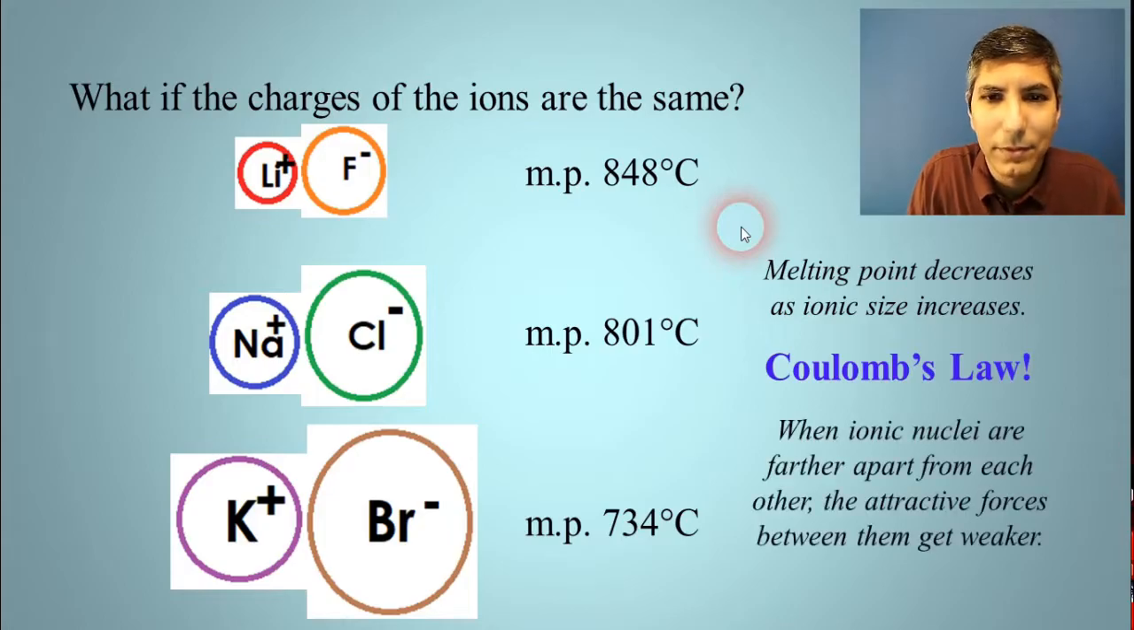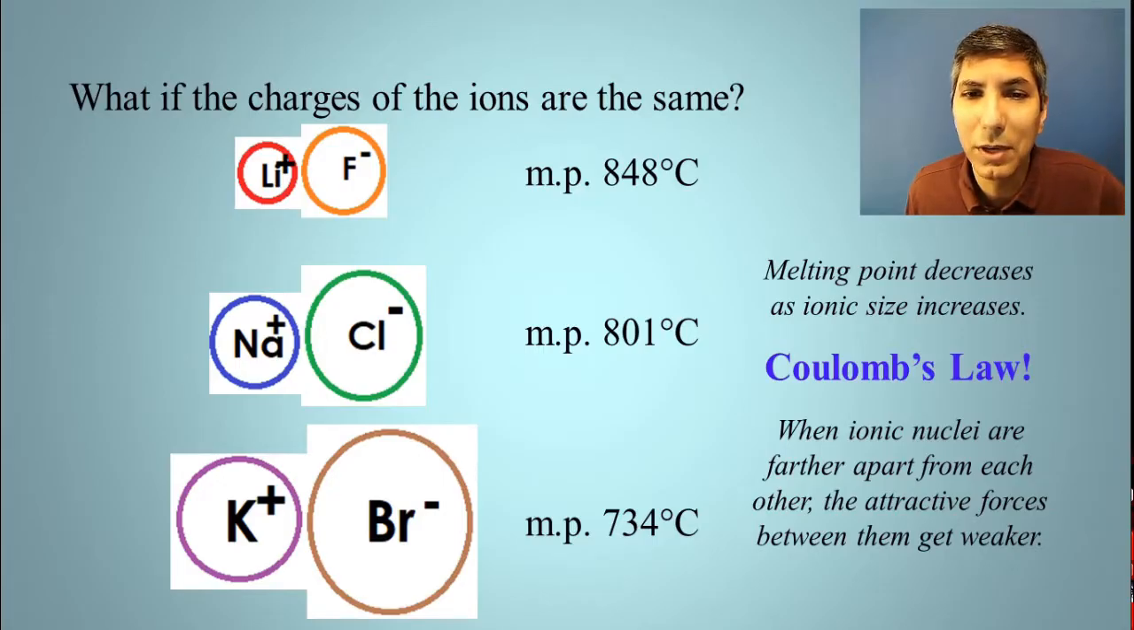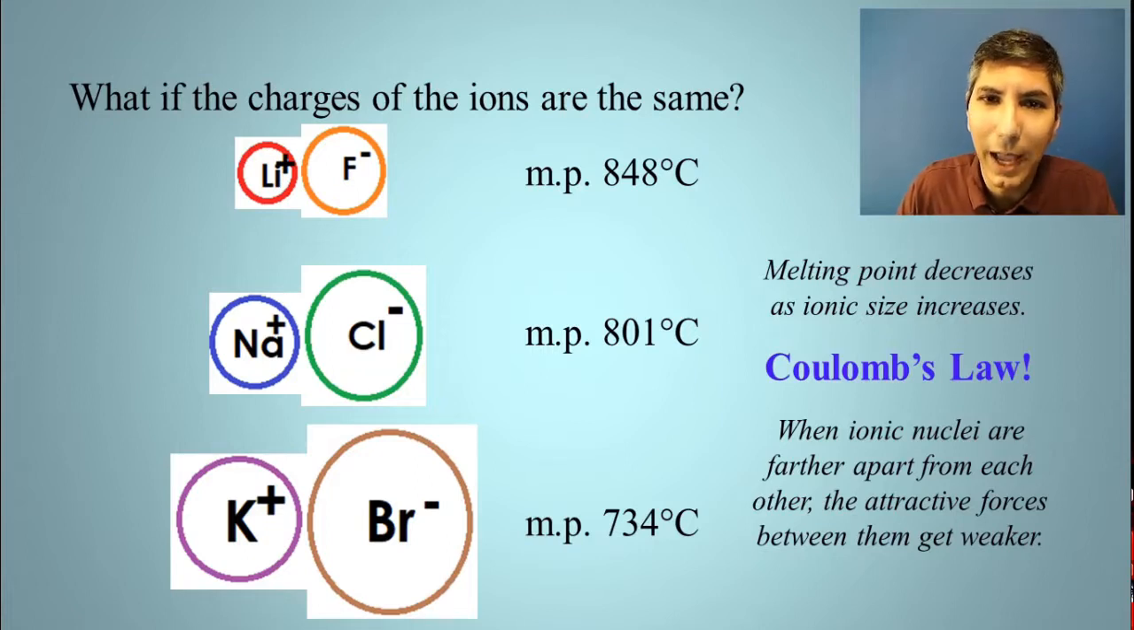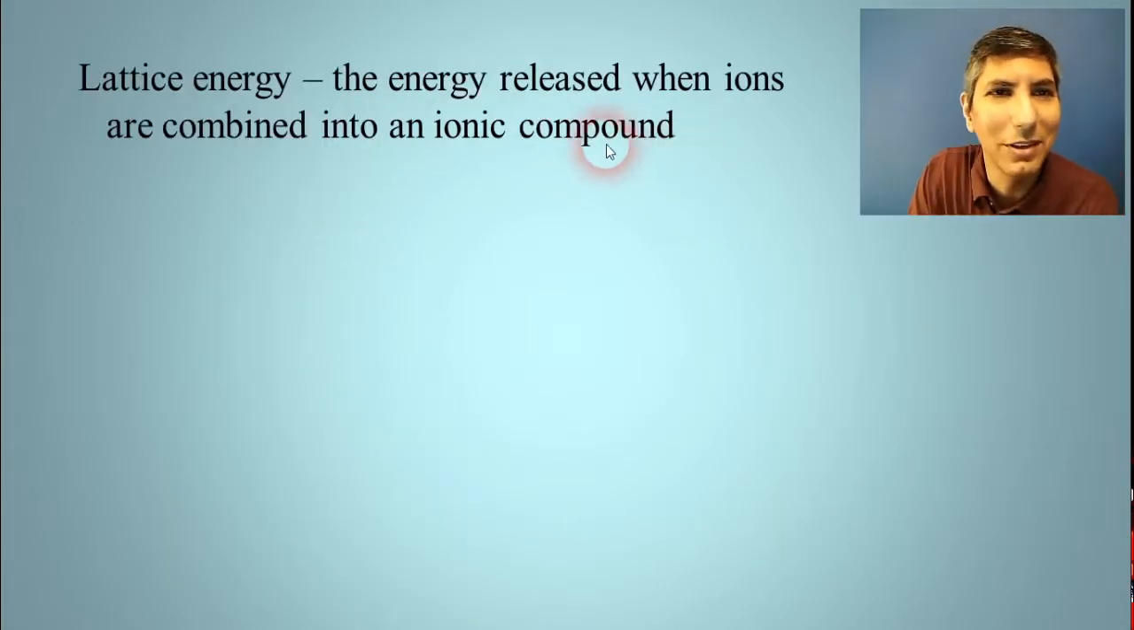So once again, when you have these ionic nuclei that are farther apart from each other, the attractive forces between them get weaker. So if you're asked to predict the relative melting points of ionic compounds, the first thing you want to look at will be the charges. Larger charge magnitude means higher melting point. If it's a tie, if they have the same charge, then you look at the size. That's the tiebreaker.